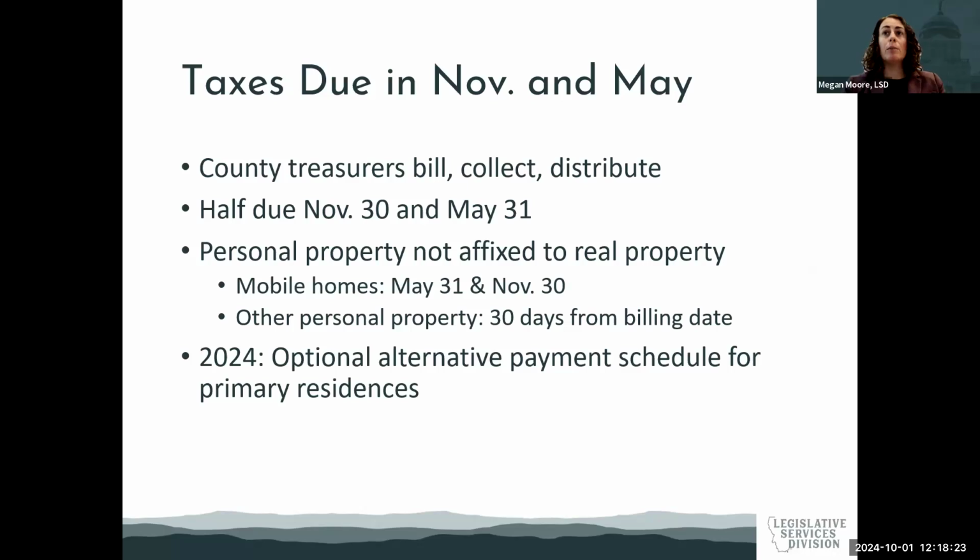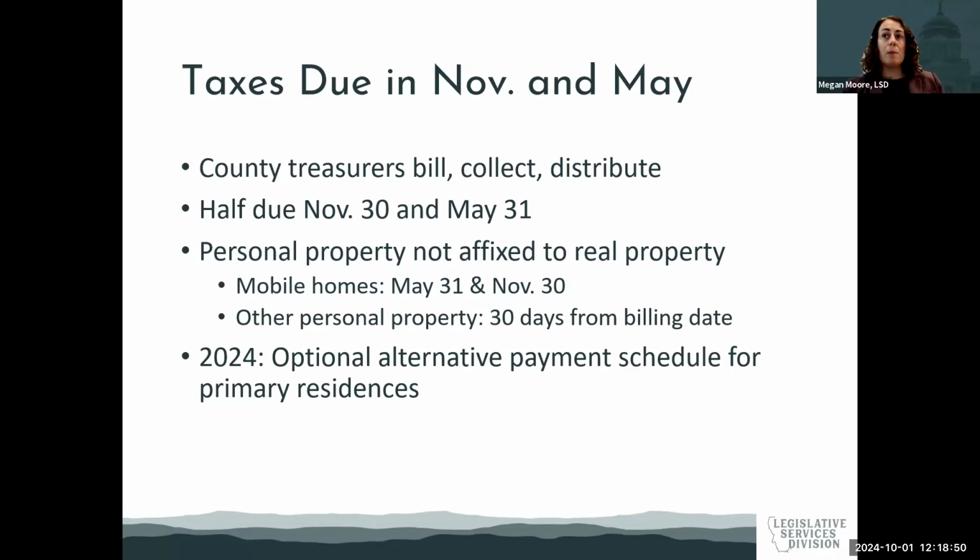However, for personal property that's not affixed to real property, we have different due dates. Examples of this are mobile homes or business equipment that isn't fixed to a building or land. So for mobile homes, the payments are actually flipped. The first payment is due May 31st and the second one November 30th. So the entire payment is made within the tax year.